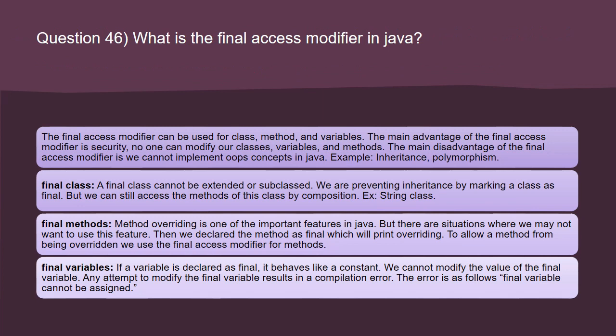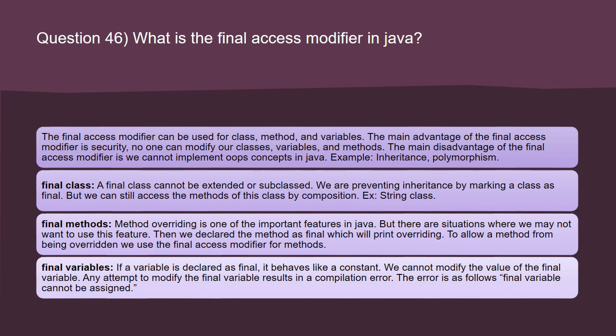Example: String class. Final methods. Method overriding is one of the important features in Java. But there are situations where we may not want to use this feature. Then we declare the method as final, which will prevent overriding. To prevent a method from being overridden, we use the final access modifier for methods.